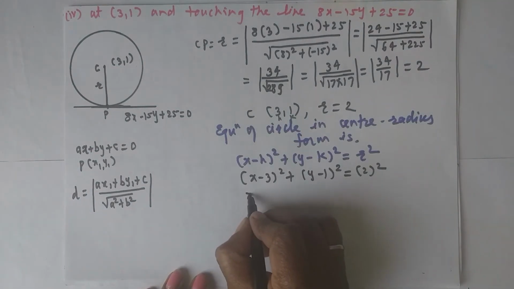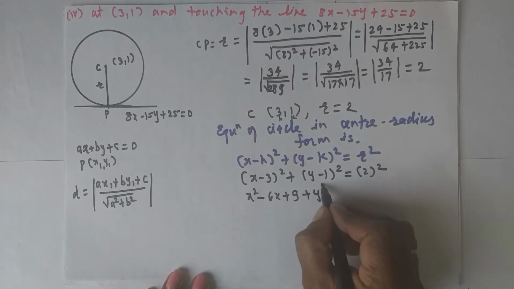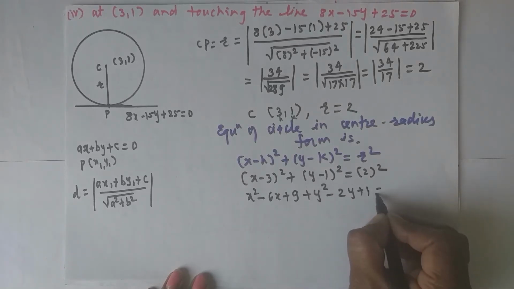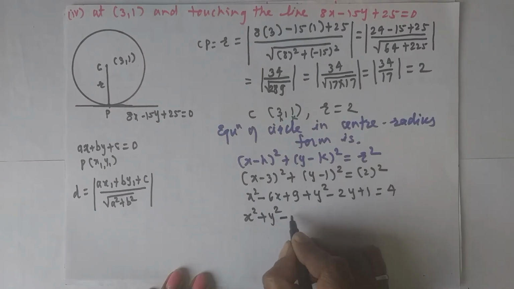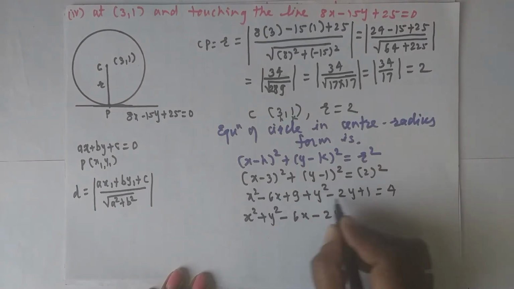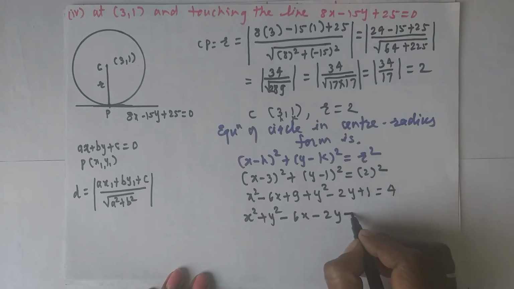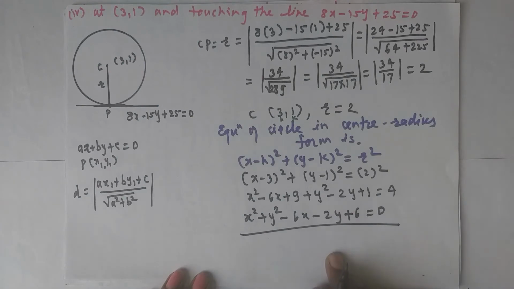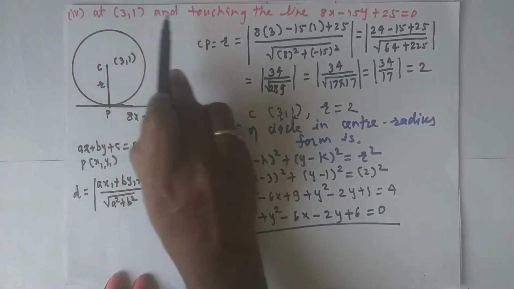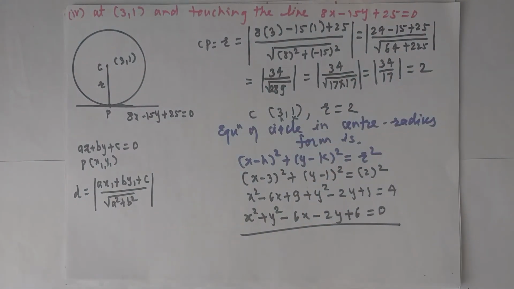Now we will simplify this. x square minus 6x plus 9 plus y square minus 2y plus 1 is equal to 4. Now I will write the term of x square, then term of y square, then term of x, then term of y. 9 plus 1, 10. 10 minus 4. Shift this 4 to the left hand side, that becomes minus 4. 10 minus 4 means plus 6. This is nothing but your equation of circle having center at (3, 1) and touching the line 8x minus 15y plus 25 is equal to 0.